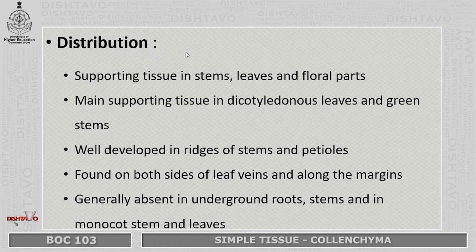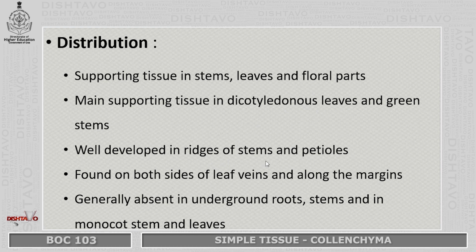We'll just see where exactly the collenchyma tissue is distributed in the plant body. It is present in stem, leaves and floral parts. It is an important supporting tissue, so wherever it is present, it offers support to that particular tissue. We have seen that dicots are very tough. That toughness might be because of the presence of the collenchyma tissue. We have collenchyma distributed in stem, leaves and the floral parts. Mainly you will see collenchyma in dicot leaves and green stems.